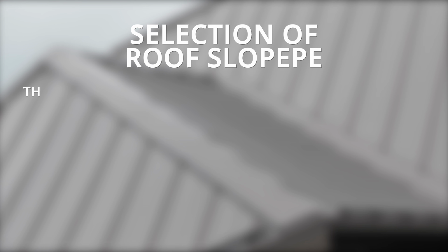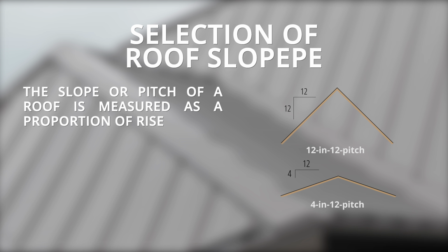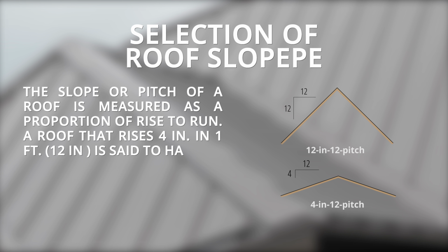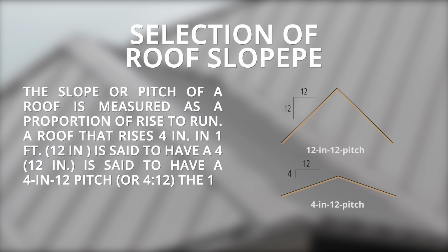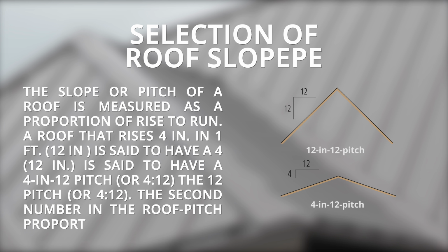Selection of roof slope. The slope or pitch of a roof is measured as a proportion of rise to run. A roof that rises 4 inches in 1 foot, 12 inches, is said to have a 4-inch 12 pitch, or 4/12. The second number in the roof pitch proportion is always 12. Take a look at this detailed illustration.